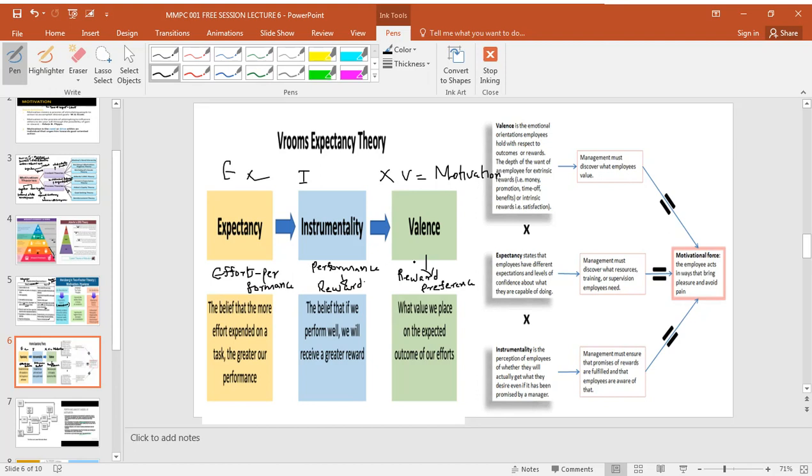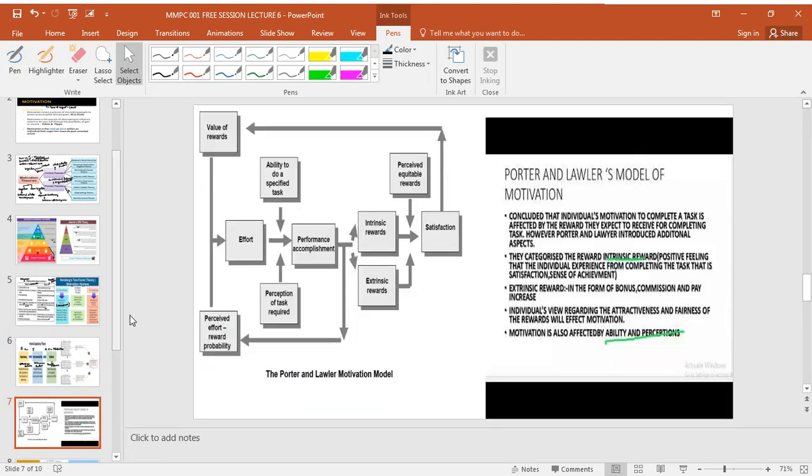So you have to remember these three terms, what is the relationship between these three terms and what is the meaning of these three terms. So these three things you have to remember under Vroom's expectancy theory, right? Now we are moving to the next theory, that is the Porter and Lawler model of motivation. So this theory states it's an extension of Vroom's valence theory.